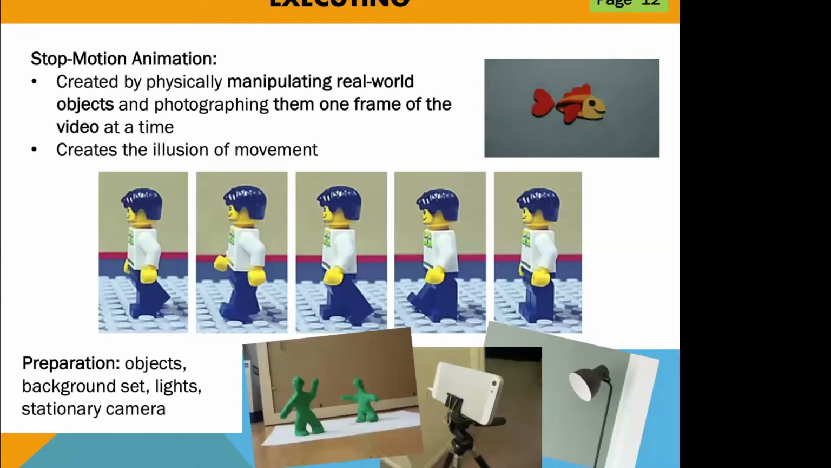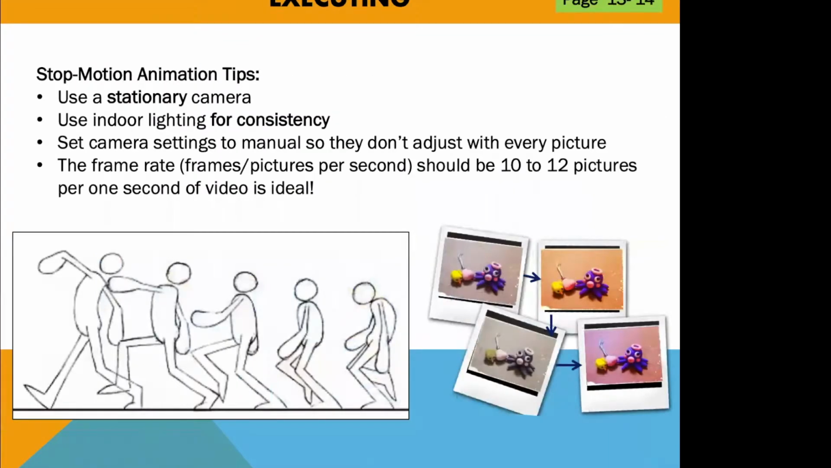Next slide. So I'm just going to give you some tips on how you can capture the best stop motion animation. The first tip is to use a stationary camera. You want to do this so that the framing of your object won't change each time you take a picture. You can place your camera on a tripod or prop it up on a shelf facing the objects.